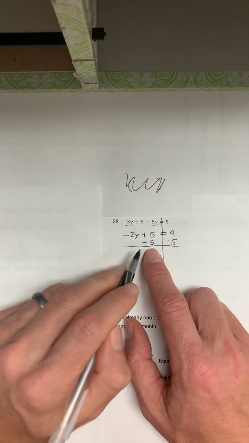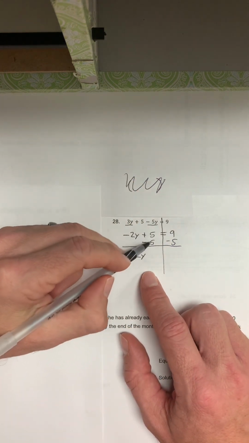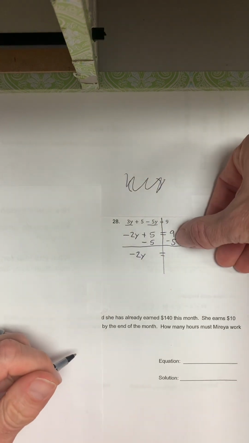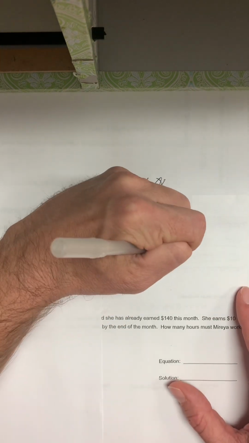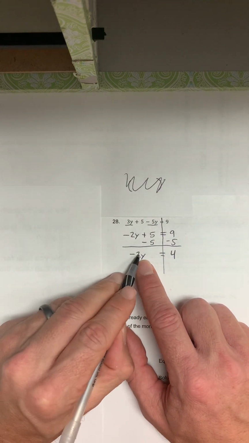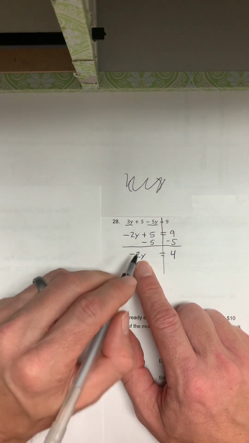Over here, I've got a negative 2y, and these canceled out, so I don't have to write those. Equals, on this side I have 9 minus 5, which is 4, so I'll write 4. And we almost have y by itself. We just need to move this negative 2 over here. So how would we do that? How would I read this?